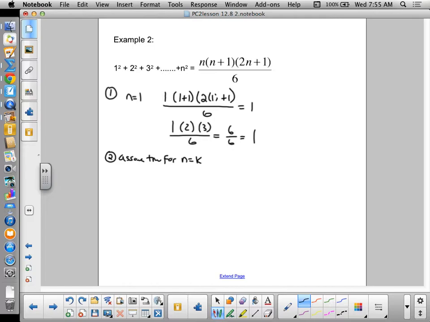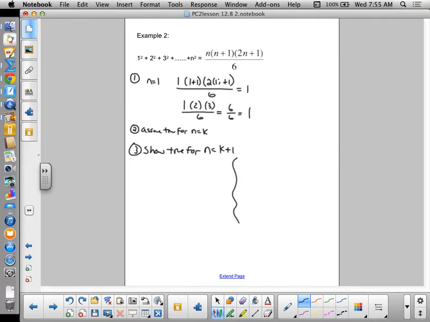Okay, so the sum after k terms would be k times k plus 1 times 2k plus 1, over 6. So what would I show it's true for? I have to extend the page. I know that right away. So what would the k plus 1 term look like? We have to figure out both ways of expressing the k plus 1 term.